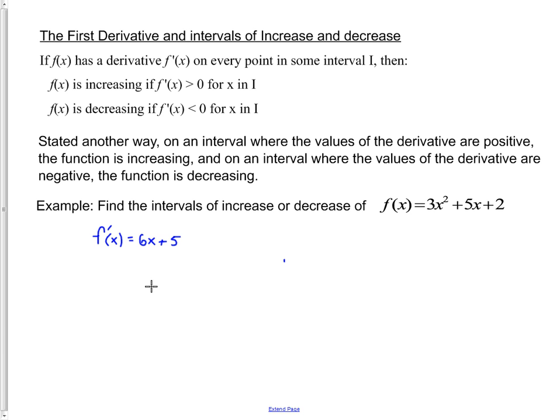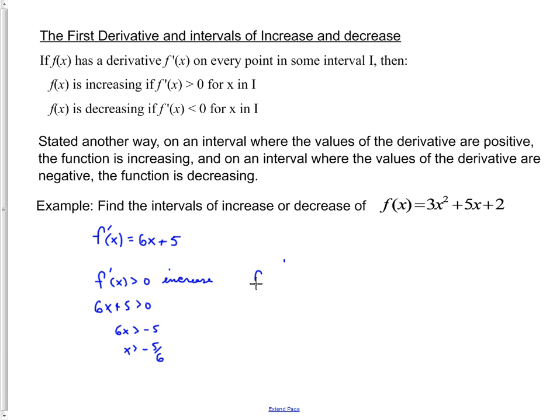So if we're interested in finding out where the function is increasing, we said f prime of x greater than 0 implies that the function is going to increase. So let's solve the inequality: 6x plus 5 is greater than 0. And if we solve this, 6x is greater than negative 5, which means that x would have to be greater than negative 5/6.